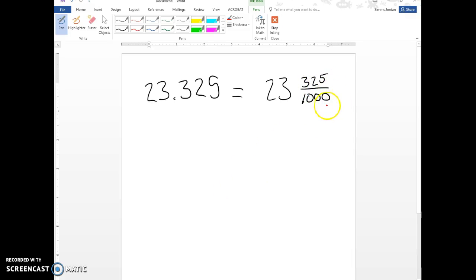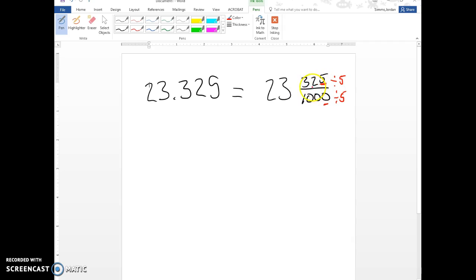You got the 325 over 1,000. Now we just have to reduce this fraction, which is a little bit monstrous. A couple different ways we could do this. We could just look at this. The top and bottom number end in 5 or 0, so we could do the 5 rule there. You know what I mean? You might have to do that a couple times.